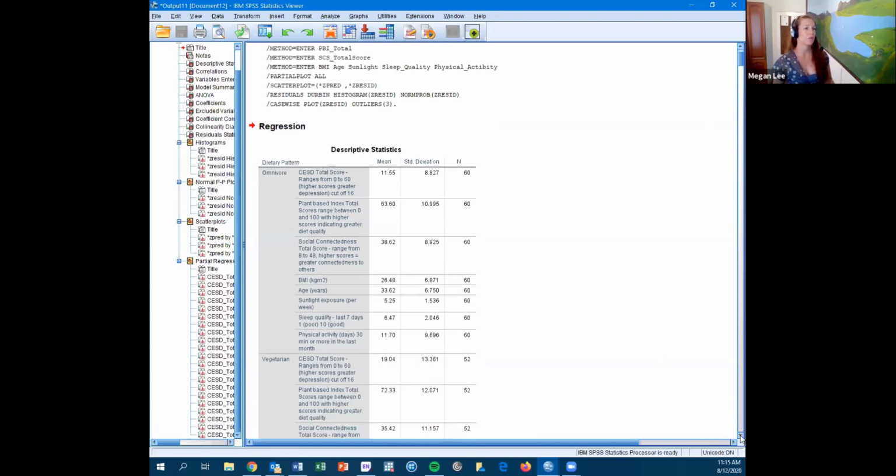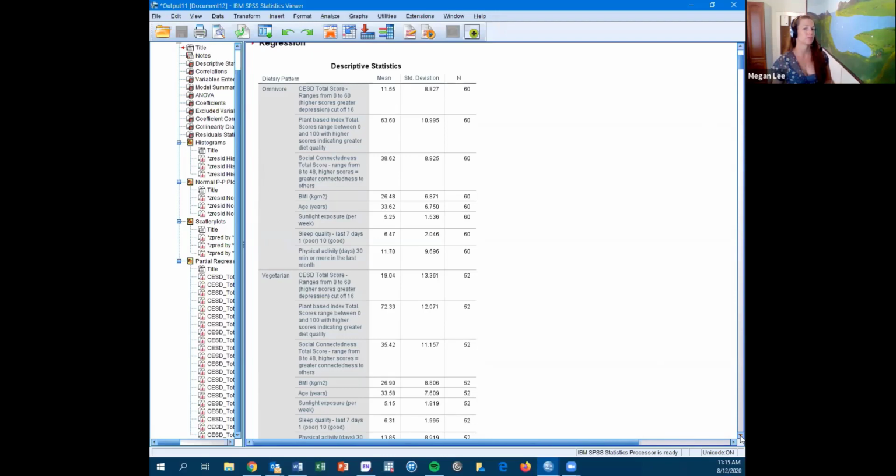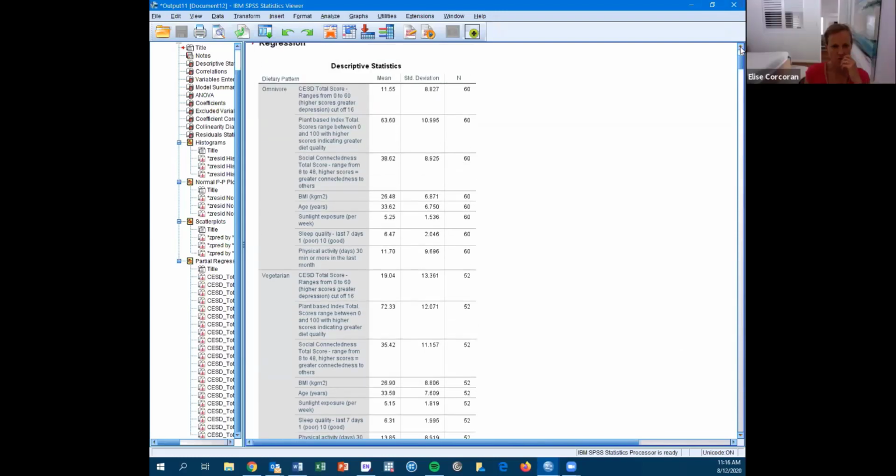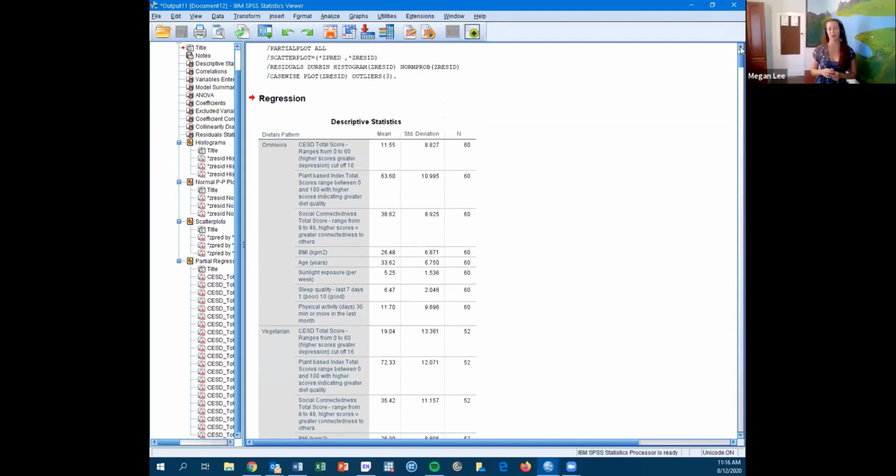Okay, let's have a look at diet quality. What's the mean diet quality for omnivores? So it's plant-based index total. What's their mean for omnivores? 3.6. Yeah, so this is out of 100, so that's pretty good. What about vegetarians? 72. And vegans? 77. Who has the highest diet quality score? Vegan. And who has the lowest? Omnivore. Yeah, but that might be because we changed those scores around. However, I think when we looked at the dietary screening tool, the omnivores were still lower, which is interesting.